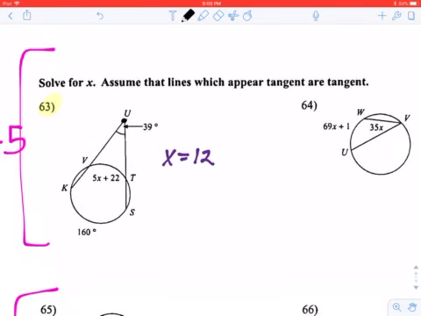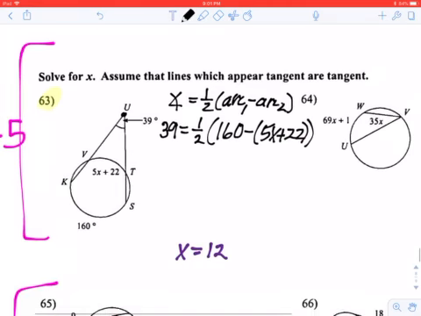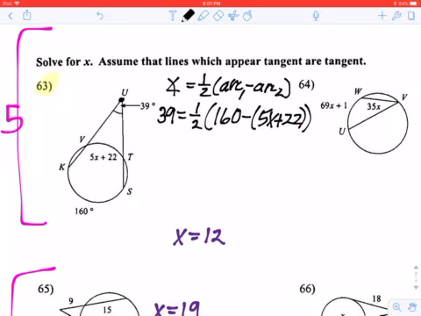Okay. Again, you ask yourself, where's the vertex? So it's outside, so it's going to be that the angle equals 1/2 of the bigger arc. So let me just call it arc 1 minus arc 2. Sorry, my pen is terrible. Okay, so here we go. The angle is 39, so you actually have to plug that in here. The big arc is 160, so I'm going to put 160 here. The small arc is 5x plus 22, but you have to put that in parentheses. So parentheses 5x plus 22.